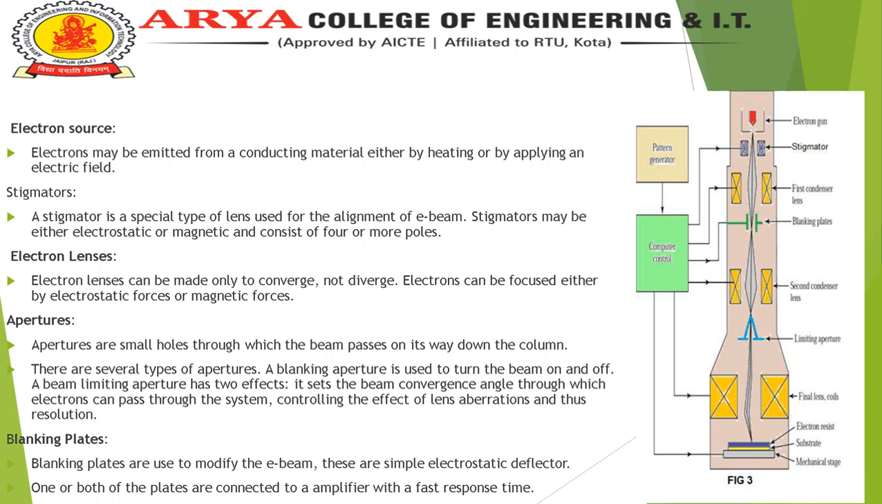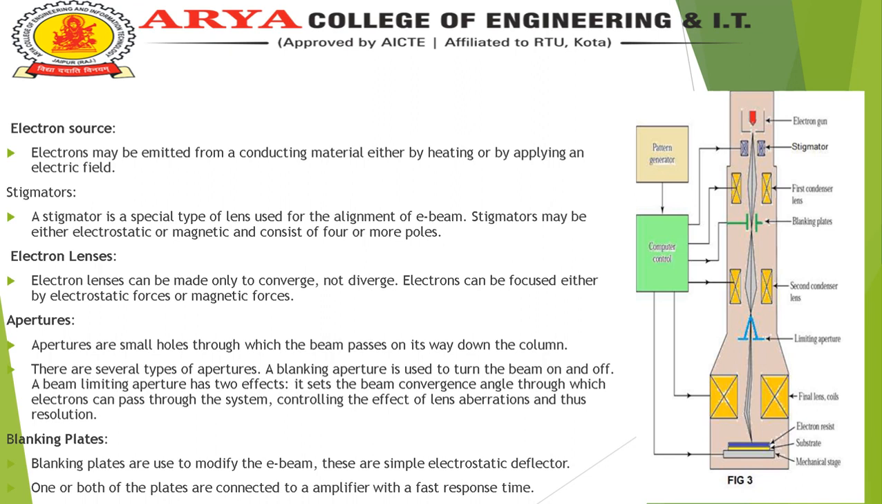Apertures. Apertures are small holes through which the beam passes on its way down the column. There are several types of apertures. A blanking aperture is used to turn the beam on and off. A beam limiting aperture has two effects: it sets the beam convergence angle through which the electrons can pass through the system, controlling the effect of the lens aberrations and thus resolution. Blanking plates. Blanking plates are used to modify the electron beams. These are a simple electrostatic deflector. One or both of the plates are connected to an amplifier with a fast response.